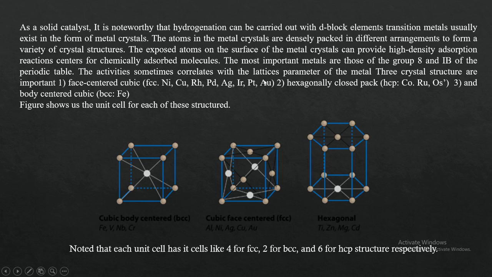The most important metals are in the group of IB, and their activities sometimes correlate with the lattice parameter of the metal. Three crystal structures are important. Nickel, copper, and iridium fall in the cubic category, while the hexagonal structure is not cubic, but it has a coordination number of 12. So these are the crystal structures of the metal.